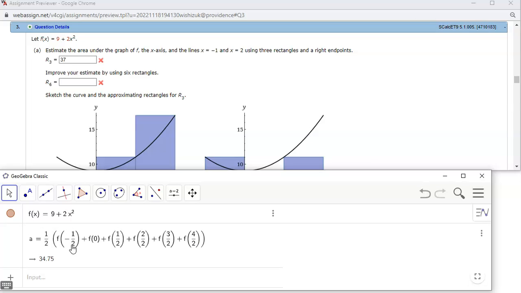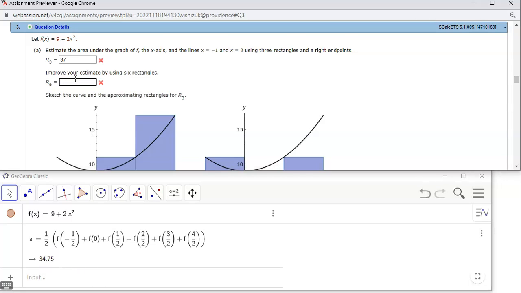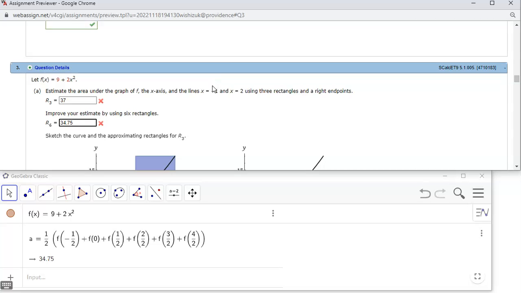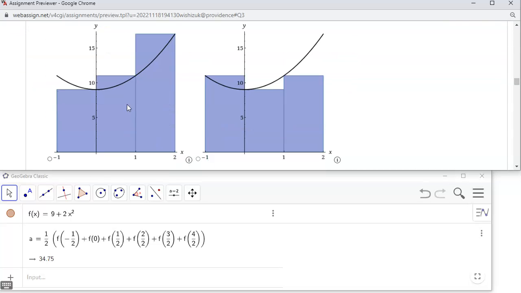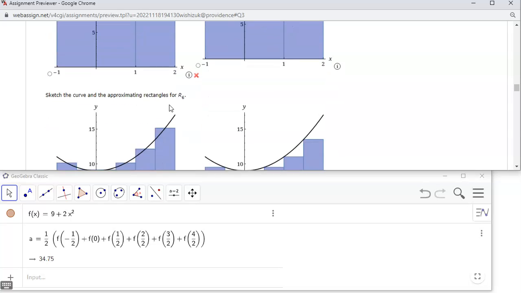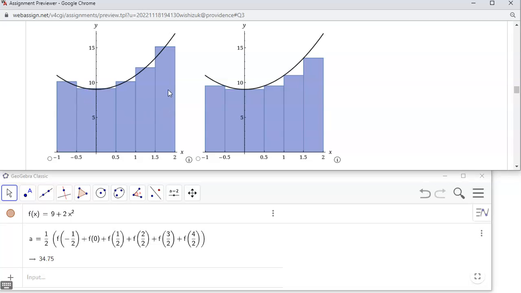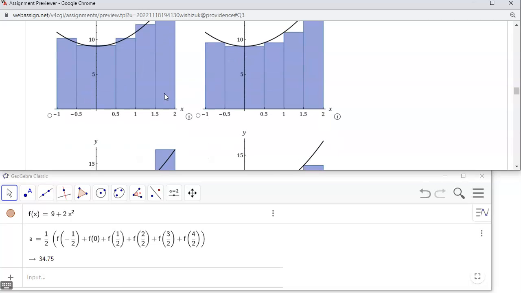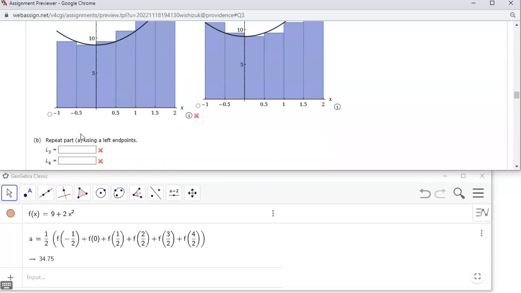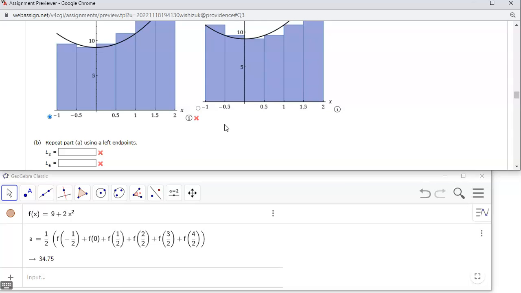Then hit enter. All right, so it became 34.75. And then for the picture, we're doing the right endpoint, so here right endpoint, right endpoint, right endpoint. So this is going to be the correct picture. For the 6th one, this is not right endpoint, this is not right endpoint, and this one is using the right endpoint. So this is it.